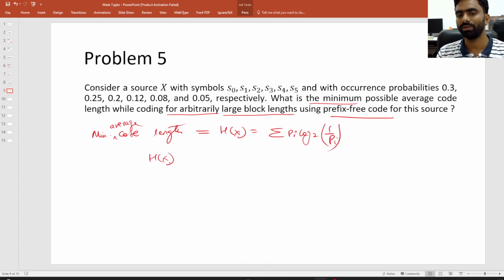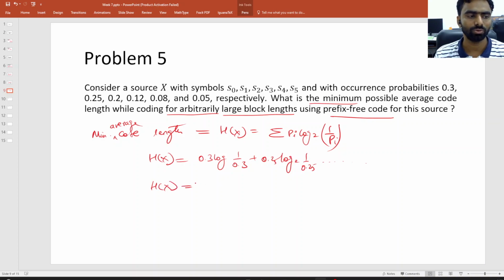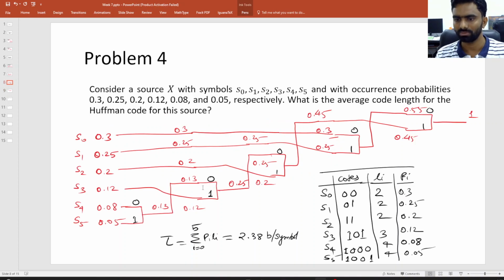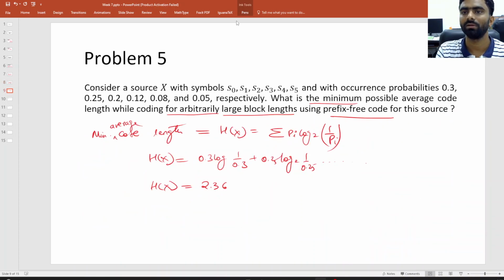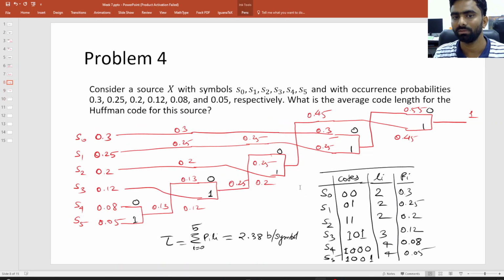So when you calculate, the P_i are 0.3, 0.25, 0.2, and so on, and H(X) = 0.3 log(1/0.3) + 0.25 log(1/0.25) and so on. H(X) is coming out to be 2.36, which is less than L bar for the Huffman code.